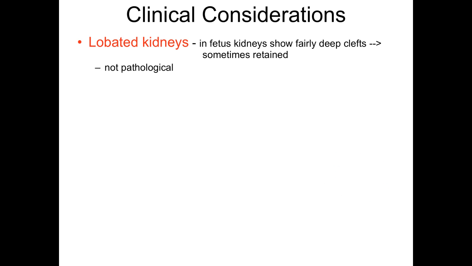I want you to have just some general appreciations of some clinical correlations in the urinary system. Now, first of all, lobated kidneys. In the fetus, human kidneys are lobated. You can see actually deep clefts in the fetal kidney. These can sometimes be retained at birth and in adults. This is not a pathological condition.